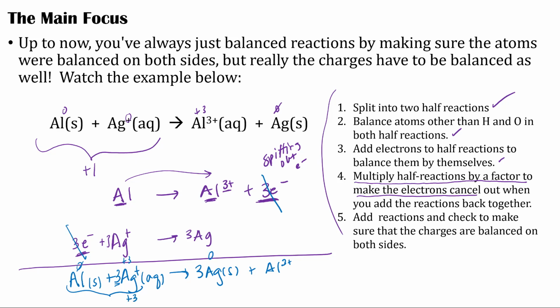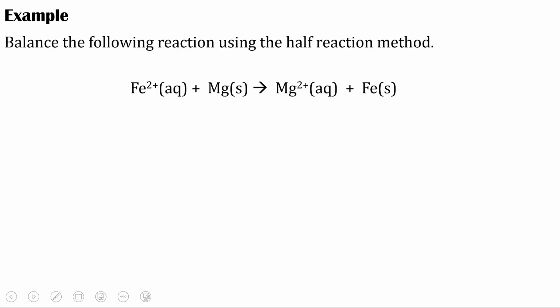And then I have 0 here for this silver and plus 3 for this aluminum. So now my charges are balanced, and I'm just going to check to make sure that my charges are balanced on both sides before I say, okay, this reaction is correct. All right, so let's do another simple one like that before we get to the harder stuff.